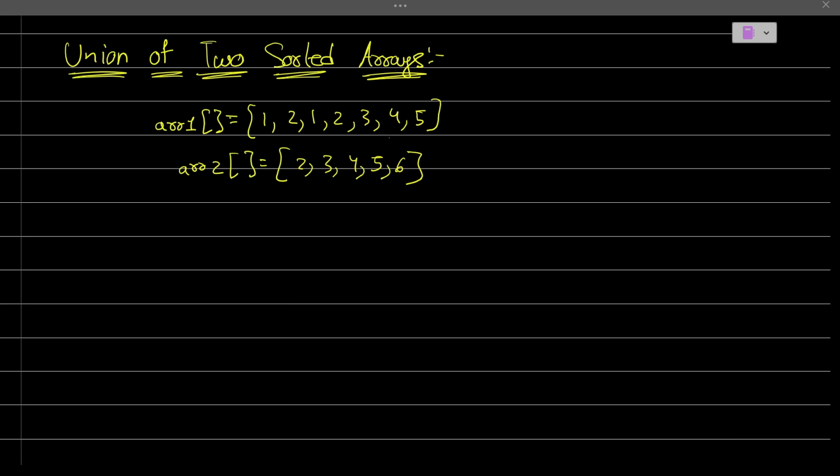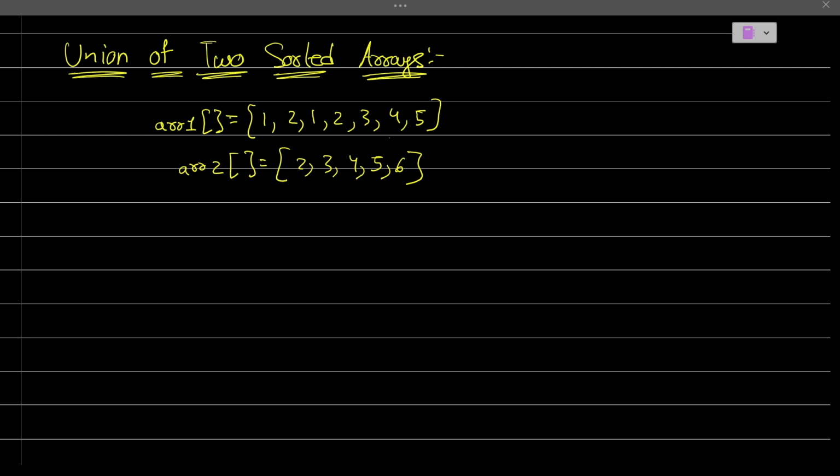So okay, now we are going to learn what is union of two arrays. Let's try to understand what union actually is. Union means we just write the elements from both arrays, only the unique elements. We don't write the duplicates. We don't write any duplicates.